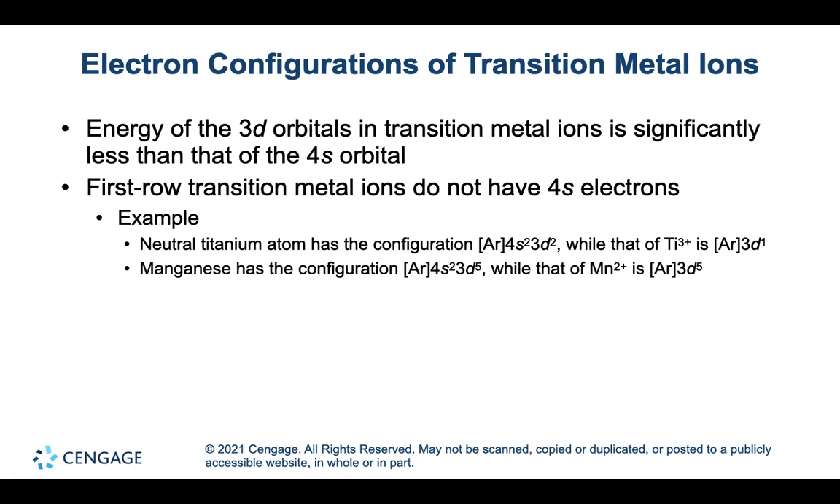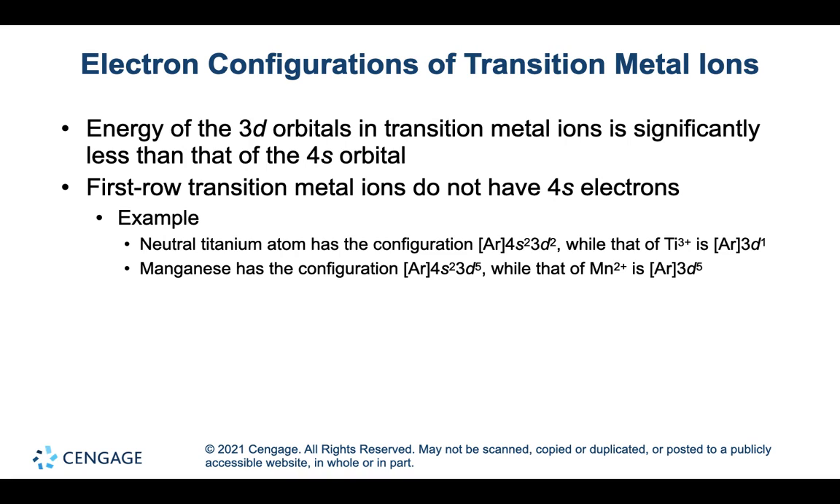The 3d orbitals are significantly less in energy than the 4s, at least for scandium and titanium in the early ones they are. I believe as you go closer to zinc, the gap between the 3d and the 4s does shrink a little bit. The first row transition metal ions don't have 4s electrons in ion form.